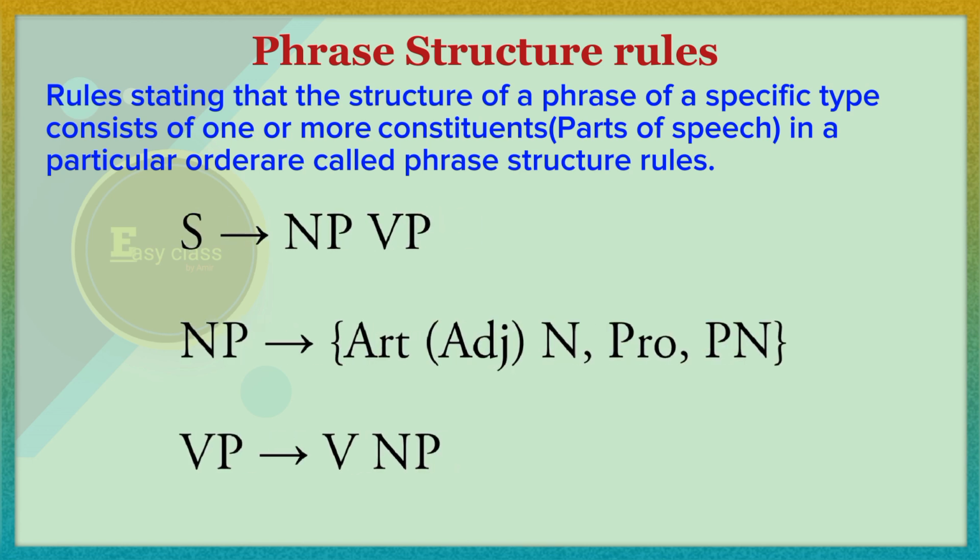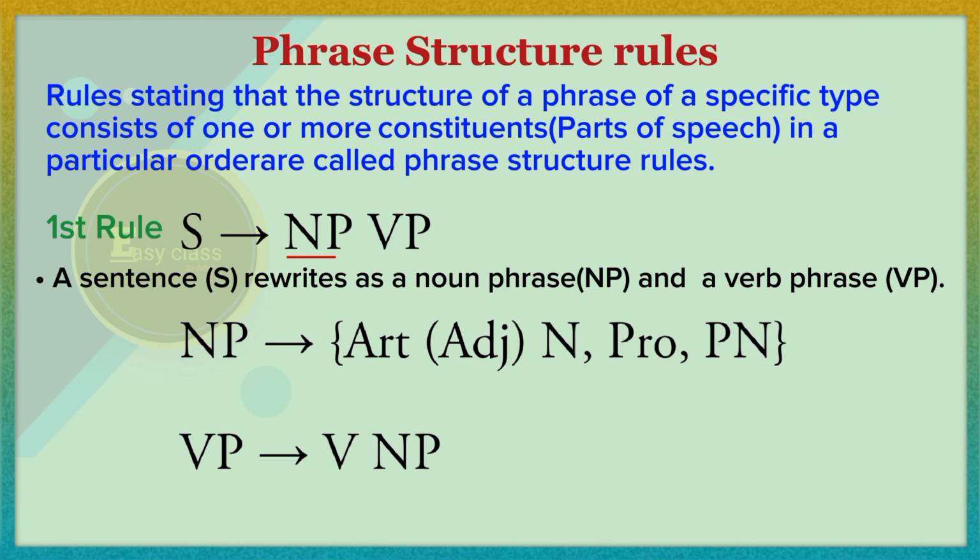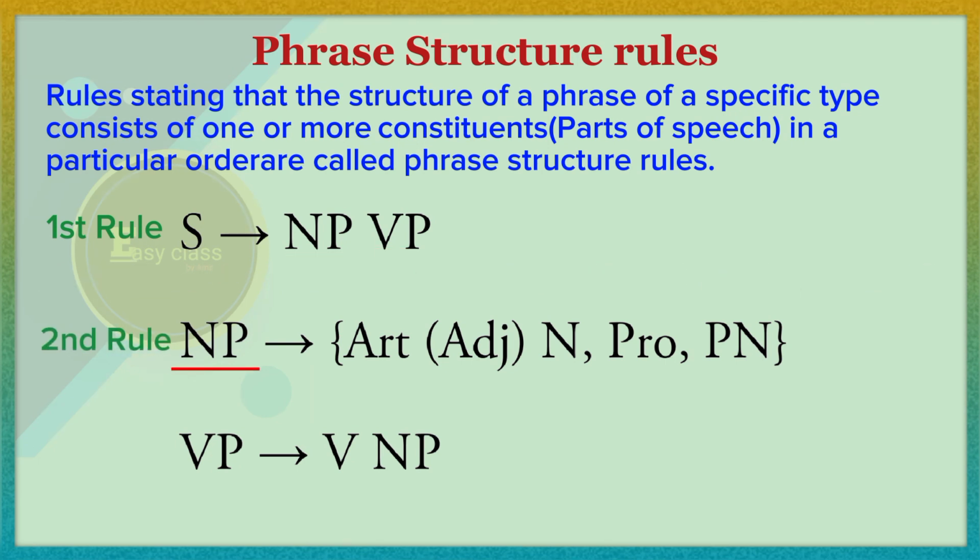The first rule in the following set of simple and necessarily incomplete phrase structure rules captures a very general rule of English sentence structure. A sentence S rewrites as a noun phrase NP and a verb phrase VP. The second rule states that a noun phrase rewrites as either an article plus an optional adjective plus a noun, or a pronoun or a proper noun. In the third rule, a verb phrase rewrites as a verb plus a noun phrase.